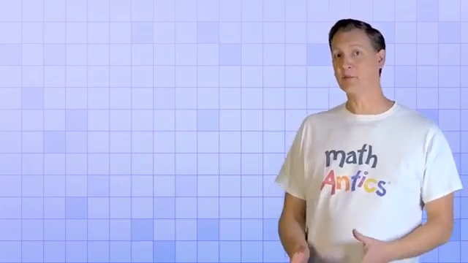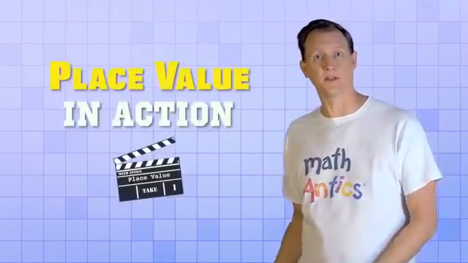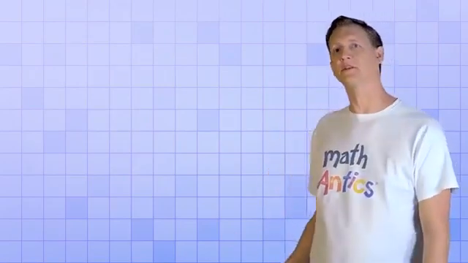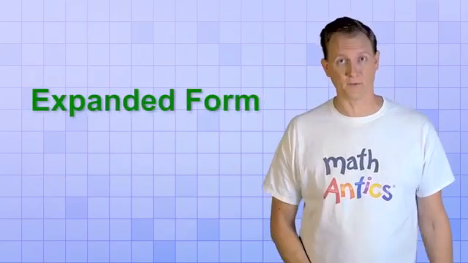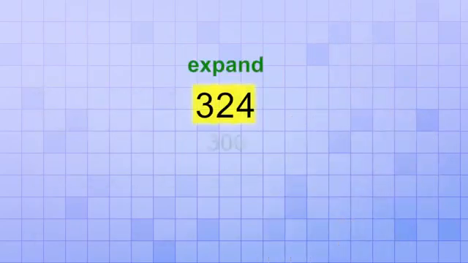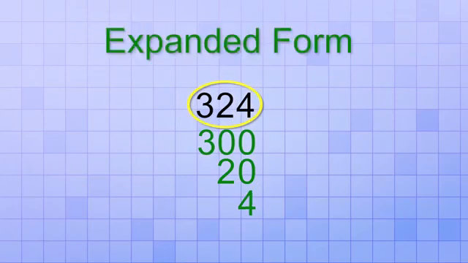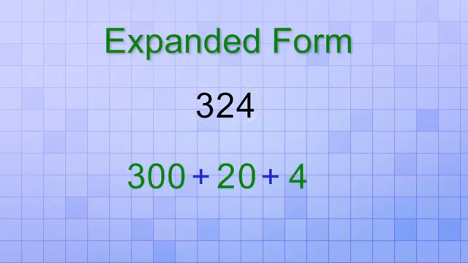Okay, now a great way to see place value in action with some actual numbers is to expand them to show that they're really combinations of different groups. When we do this, it's called writing a number in expanded form. For example, we can expand 324 to be 300, 20, and 4, because the 3 is in the hundreds place and means 300, the 2 is in the tens place and means 20, and the 4 is in the ones place, so it just means 4. So 324 in expanded form is the combination of those amounts. 300 plus 20 plus 4.